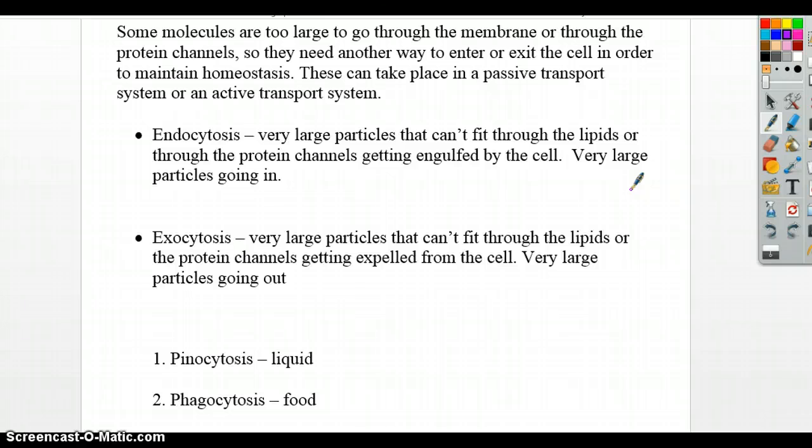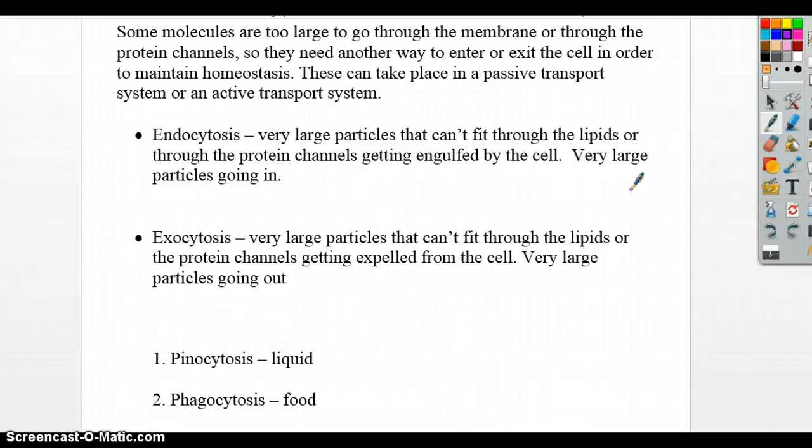These processes can take place in a passive transport system or in an active transport system, and they are endocytosis and exocytosis. Endocytosis: very large particles that can't fit through the lipids or through the protein channels are getting engulfed by the cell. Very large particles are going in. Endo. Exocytosis: very large particles that can't fit through the lipids or the protein channels are getting expelled from the cell. Very large particles are going out.